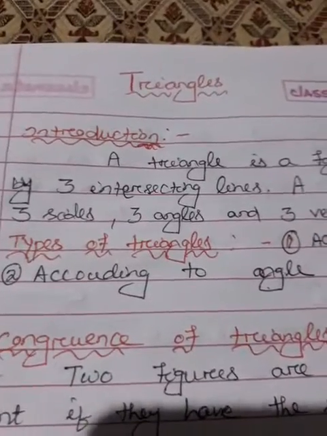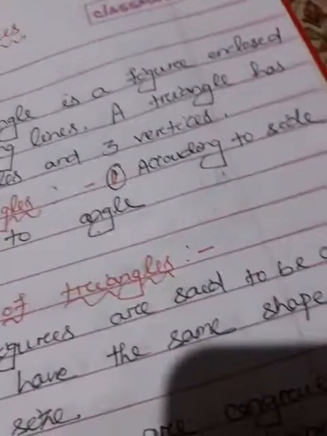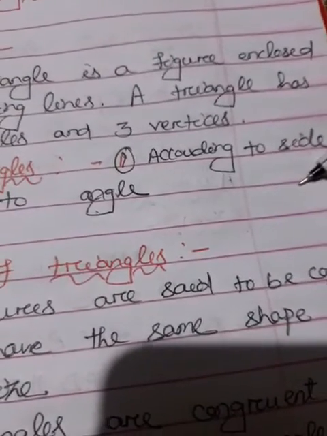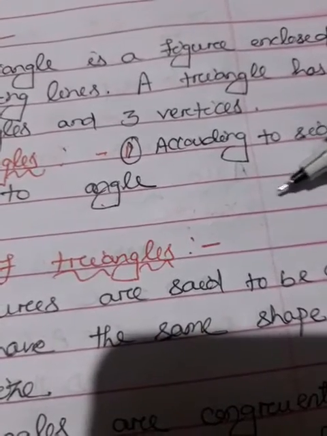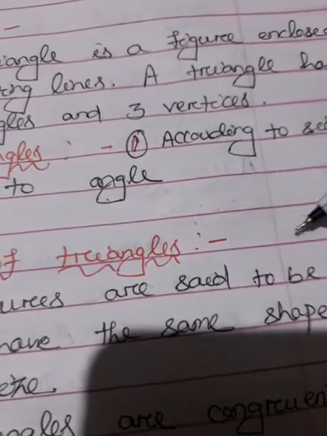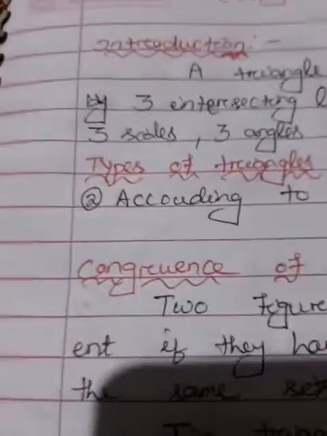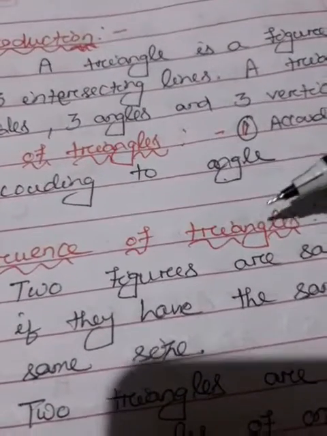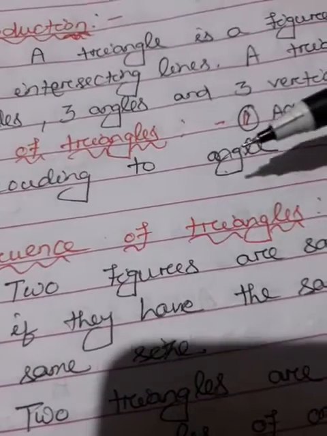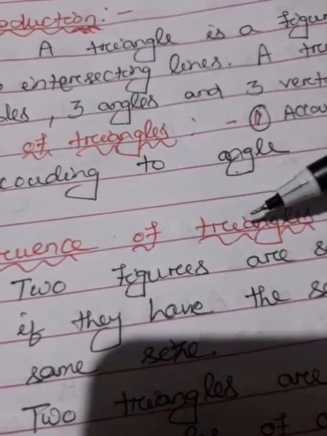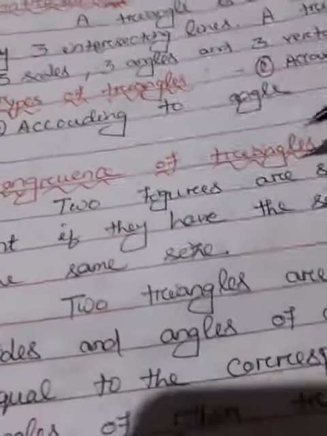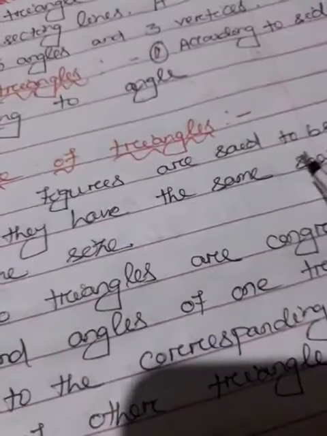Now types of triangles. According to side, triangles are divided into three parts. First, isosceles triangle, second, equilateral triangle, third, scalene triangle. Next, according to angle, triangles are divided into three parts: acute angle triangle, obtuse angle triangle and right angle triangle. Next, congruence of triangles.